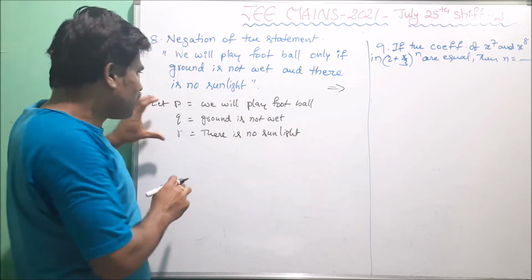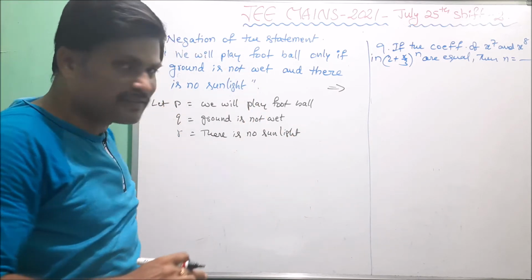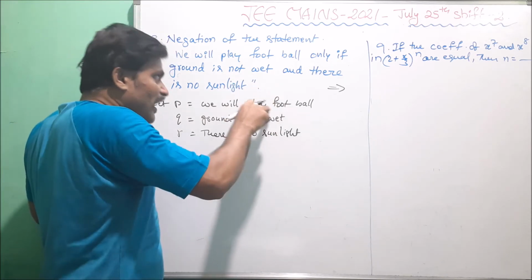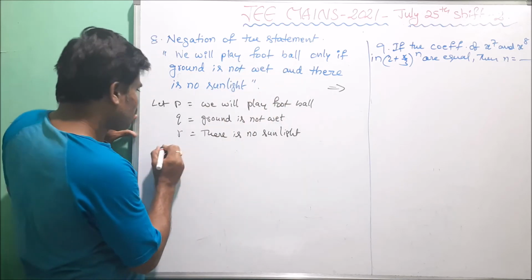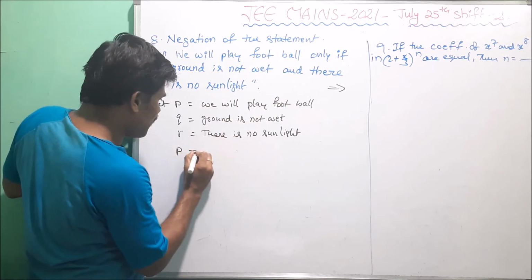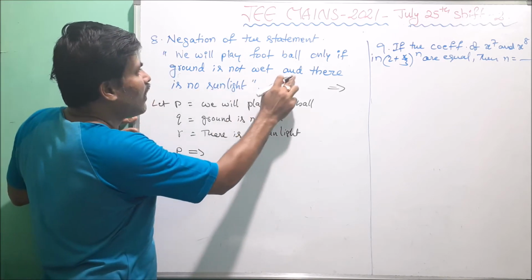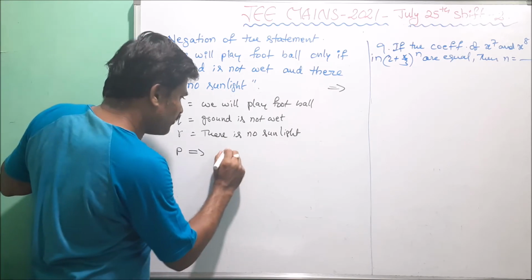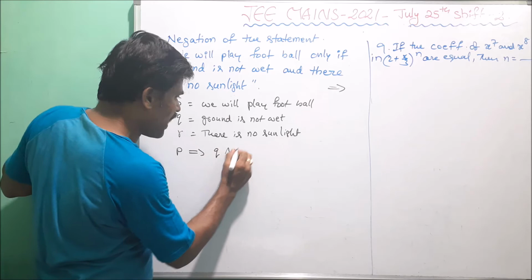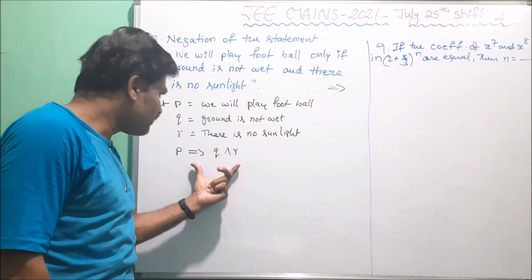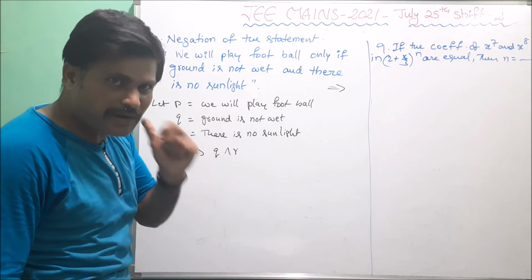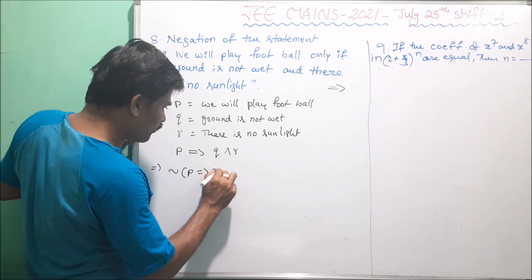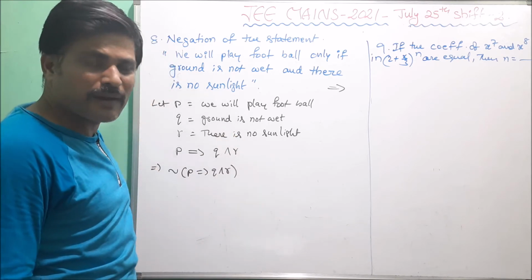So in the compound statement, 3 individual simple statements are there. So here first we'll write it in symbolic form, that is P implies, and the connective and can be denoted as this one. So P implies Q and R. This is the symbolic form of the given compound statement. Now here we take negation of P implies Q and R.